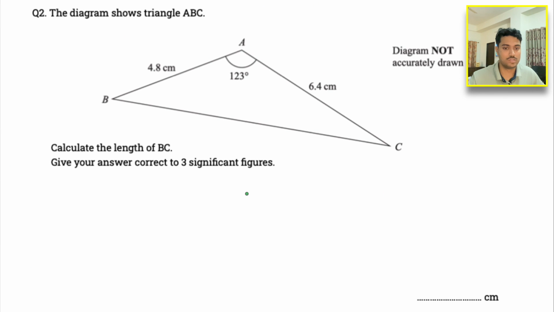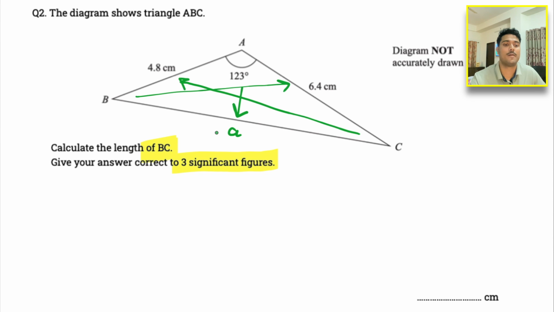So question 2 is here. It says the diagram shows the triangle ABC. Calculate the length of BC and give your answer correct to 3 significant figures. Again, we can clearly see that the angle A is given and the opposite side BC is missing, which we can label as a, and AB and AC are given to us, which are exactly opposite to angle C and exactly opposite to angle B. That means here we have to apply cosine rule, because the sine rule will not be applicable.